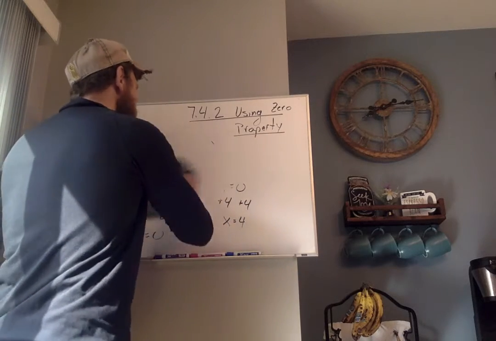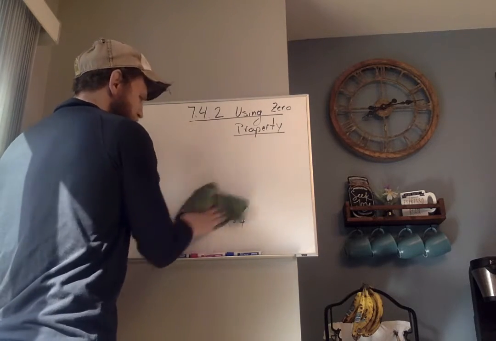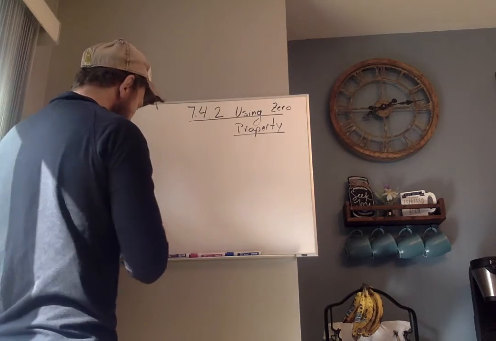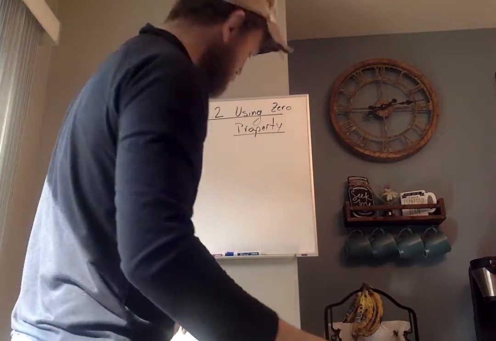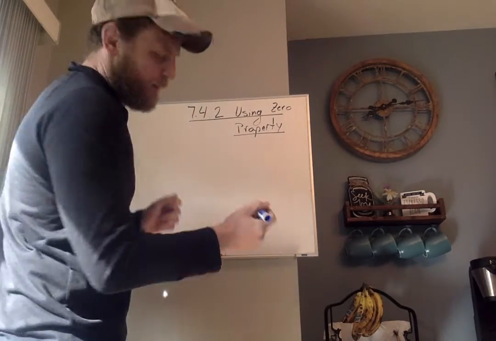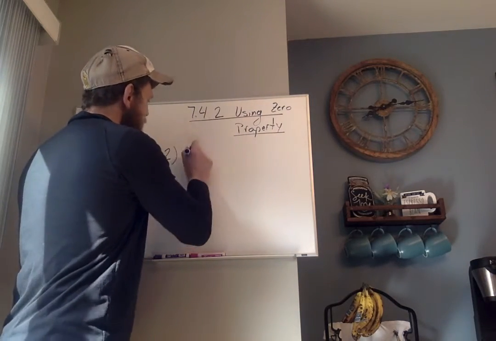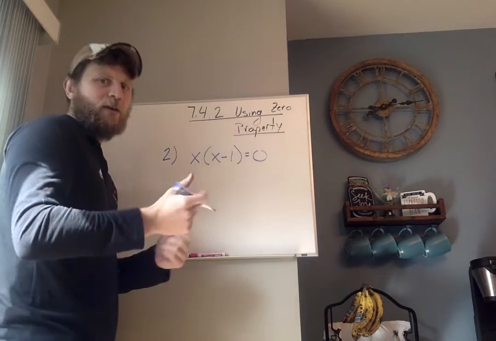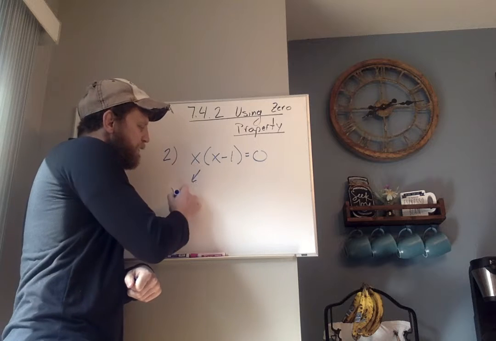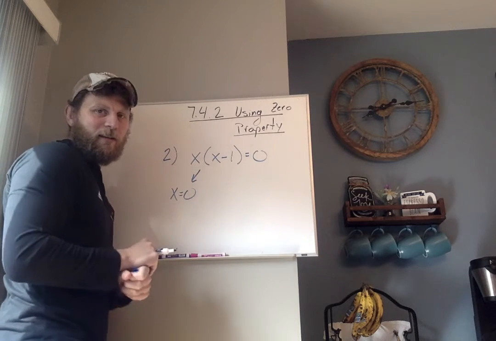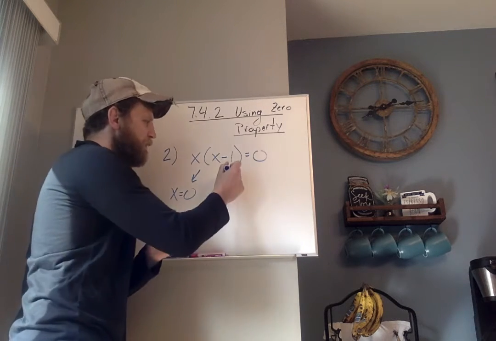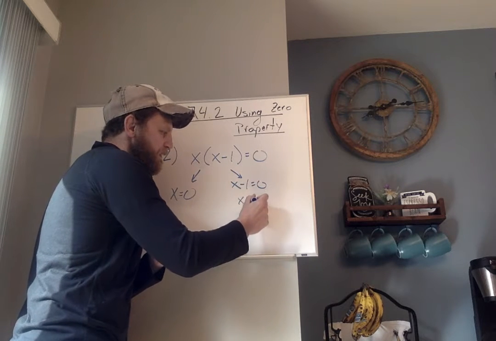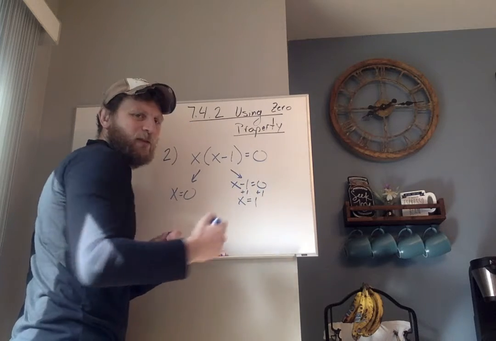Okay? So that is number one. Now we're going to do number two. Number two says x times x minus 1 equals 0. So we're going to set this equal to 0. Oh, look, that's done. x equals 0. There's nothing left to solve. And we're going to set this equal to 0. So when I add 1 there, I get x equals 1.